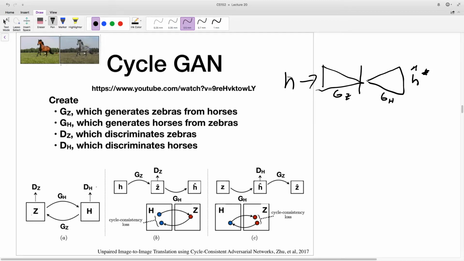What's in the middle here? Right, in the face, we talked about this as a latent vector. So to describe what's going on. What is it here?